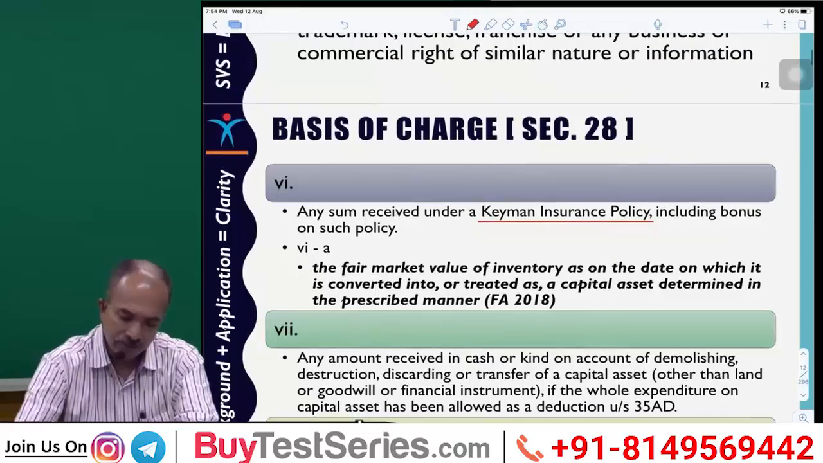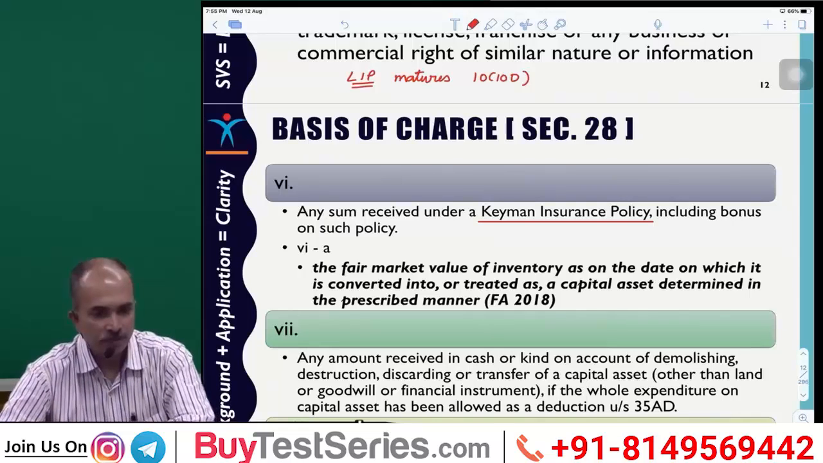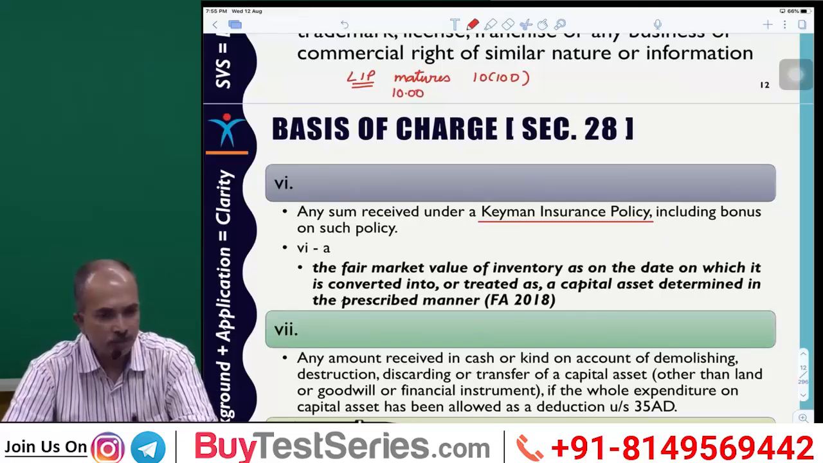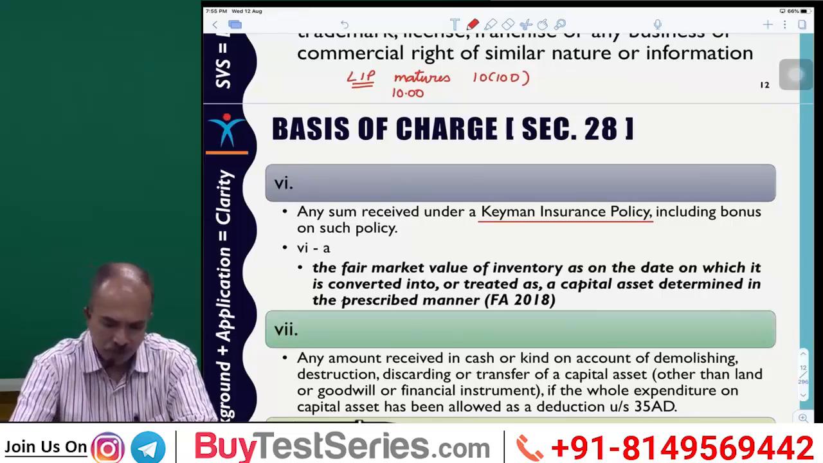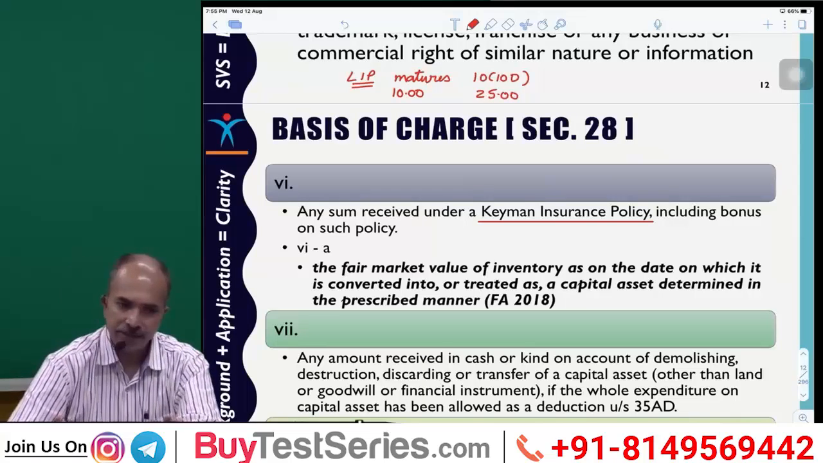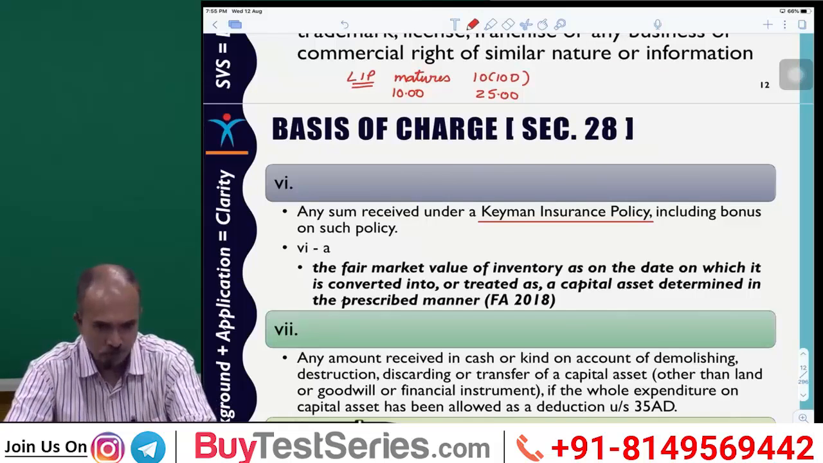Today, when a life insurance policy matures, the entire amount you get back is exempt under 10(10D). For example, in a life insurance policy I have paid till today 10 lakh over the last 25 years. The policy matures maybe due to the time or maybe due to the death, and you get 25 lakh rupees today. 25 lakh is exempt under 10(10D), completely exempt, right? This was the position, it is there today also.